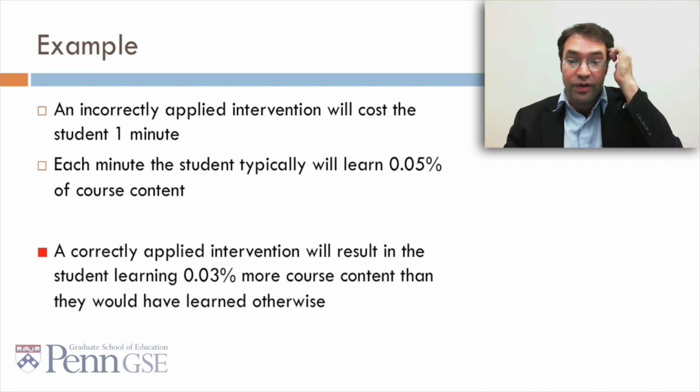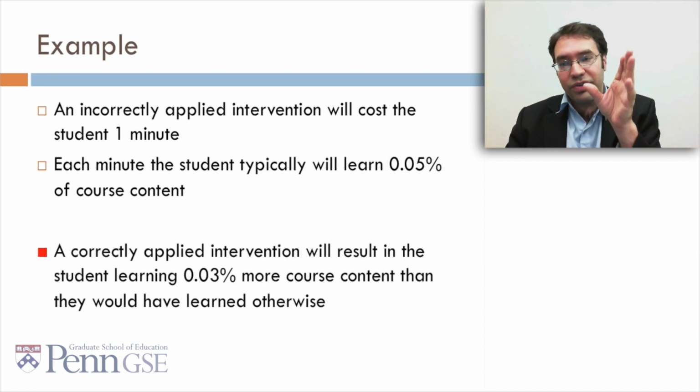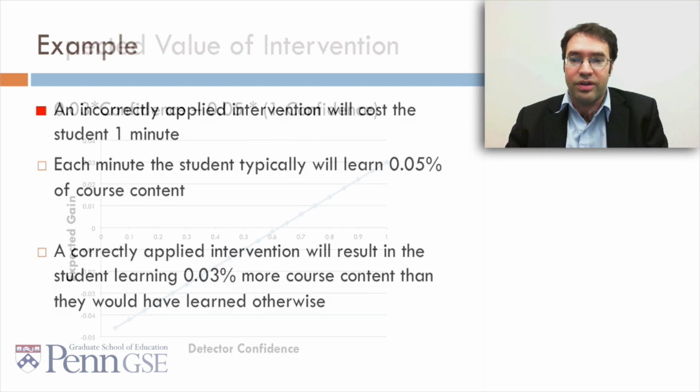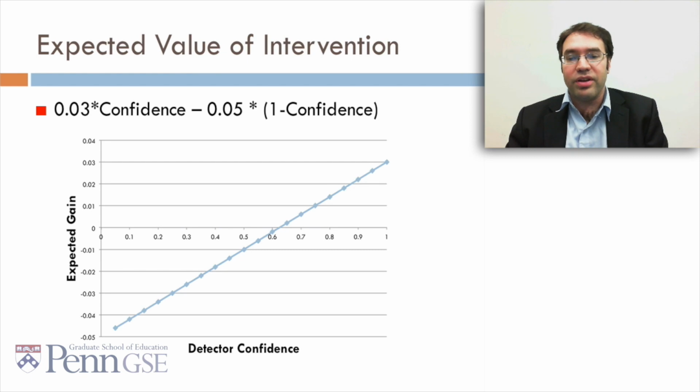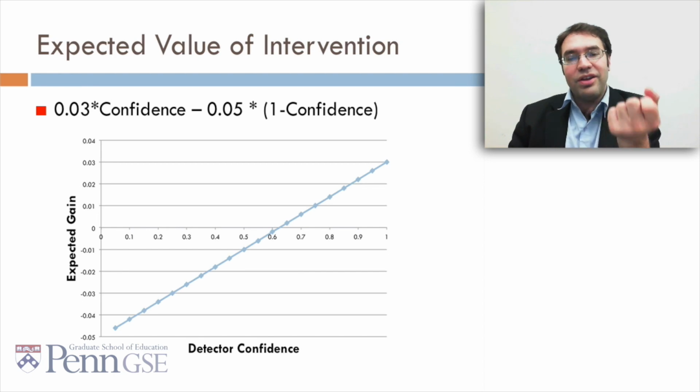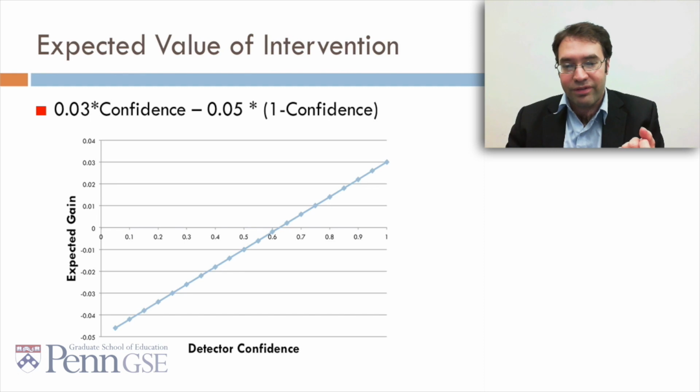A correctly applied intervention will result in the student learning 0.03% more course content than they would have learned otherwise. In that case, we can compute the expected value of the intervention based on an equation of 0.03 times confidence minus 0.05 times 1 minus confidence. So in other words, if you're right, you have an expected value of 0.03, but if you're wrong, you have a negative expected value of 0.05.